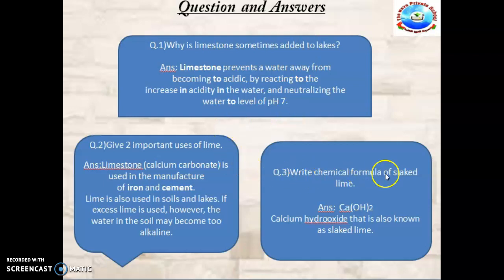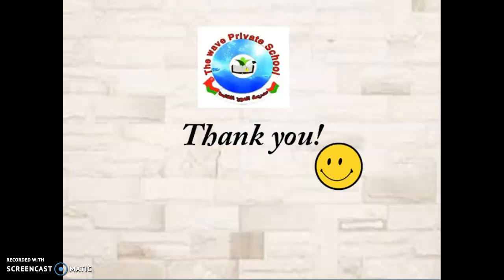Let us see question number 3. Write the chemical formula of slaked lime. What is the chemical formula of slaked lime? That is calcium hydroxide, Ca(OH)2. Got it? So this is the end of your chapter. Thank you.